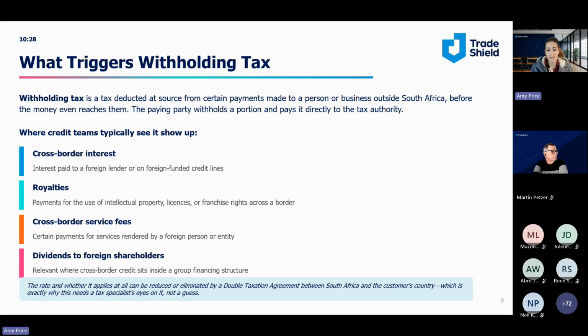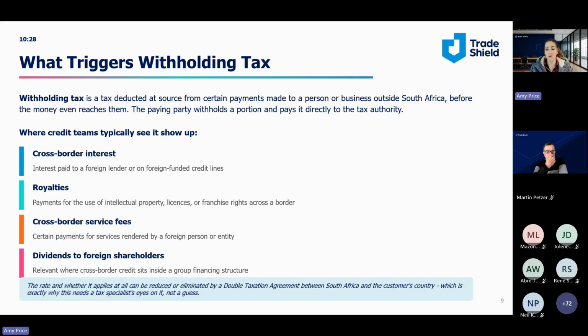Okay. So where does this actually show up in the credit context? A few common places would be cross-border interest. So if you're in a financing deal, or if a foreign lender is funding a credit line, and because we are trading on credit, you may then charge interest or penalties or royalties, these can all affect withholding tax. Okay, so anywhere that you've got intellectual property licensing or franchising agreements across borders, these all fall into that scope. And cross-border service fees on certain payments and services rendered by a foreign person or an entity.